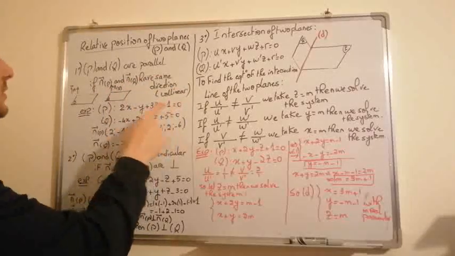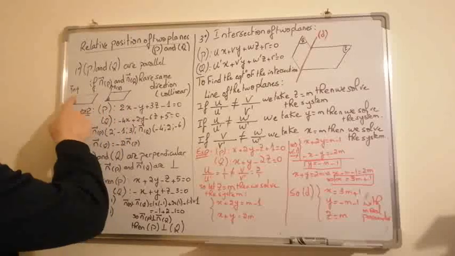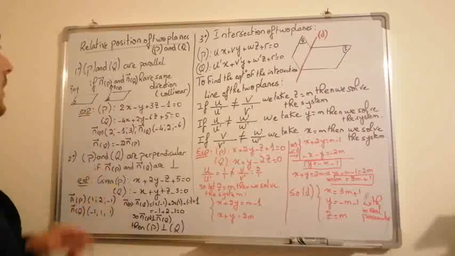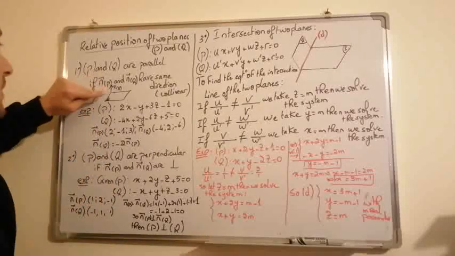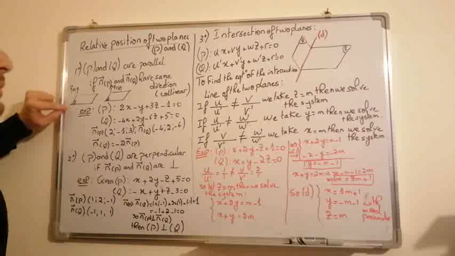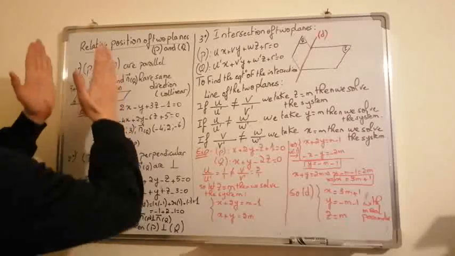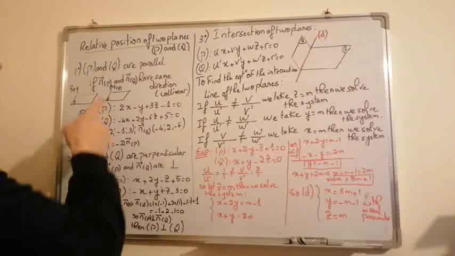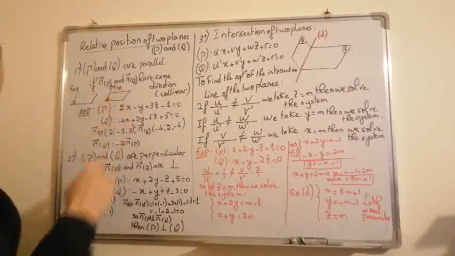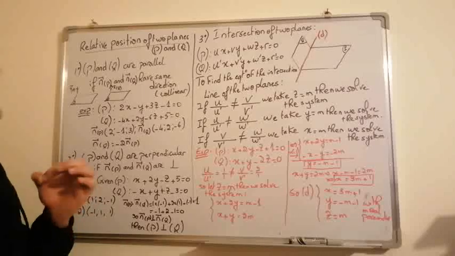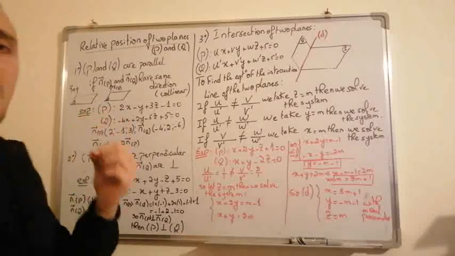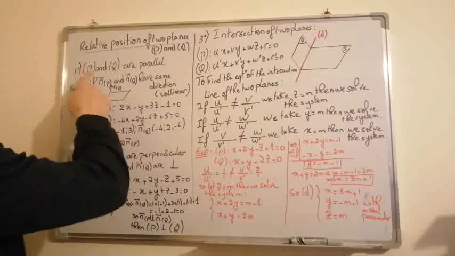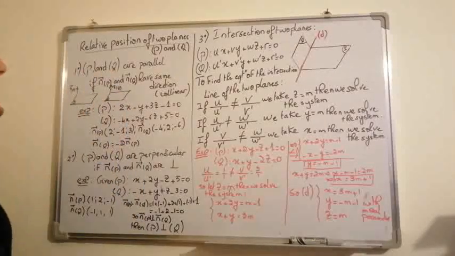Look at the figure, we have two planes, P and Q. Normal of P and normal of Q, each one is perpendicular to the plane. The relative position of these two normals is parallel. NP is parallel to NQ, or NP and NQ have the same direction or are collinear. Then we can say that these two planes are parallel.